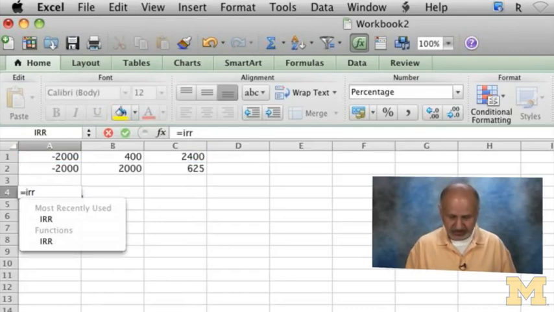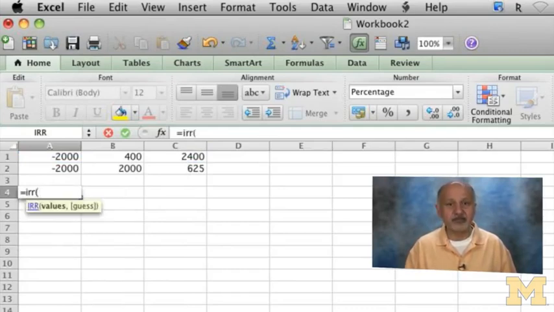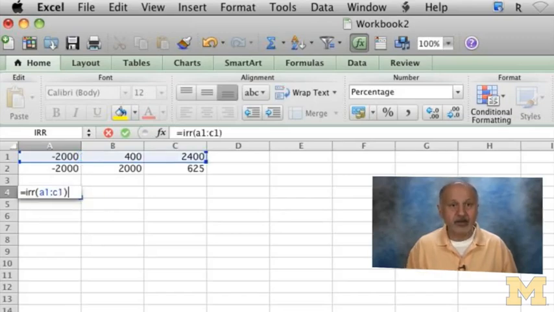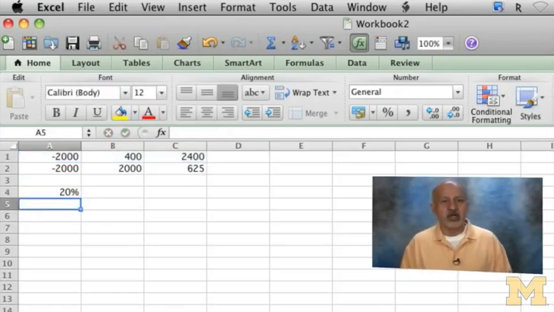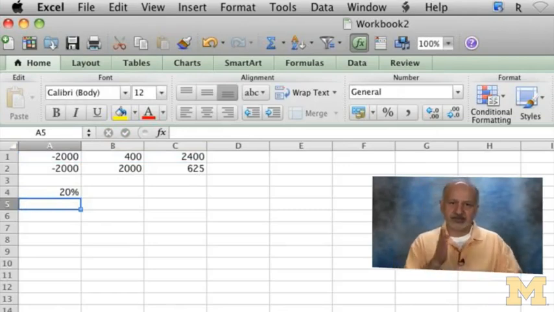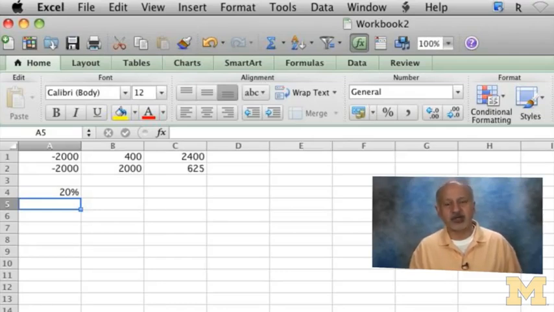So IRR function, remember you have to put equal sign, open up parenthesis. Let's do project 1. Remember it's in row 1, where A1 through C1. Okay, I think I got it. Did I get the colon? Yep. I'm not going to put in a guess and see if it works. Turns out it does. So what is 20%? 20% is the IRR of which project? Project number 1. Which means what? Just very slowly. It means the rate of return you earn per year over 2 years.